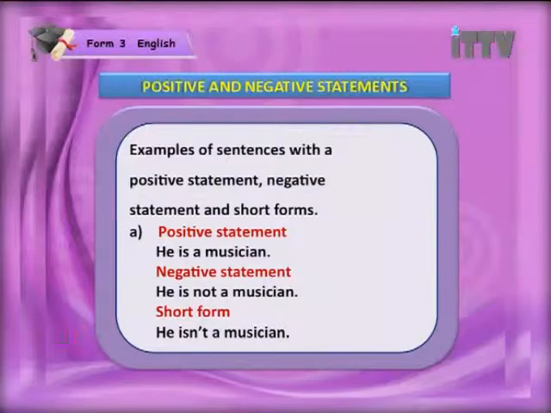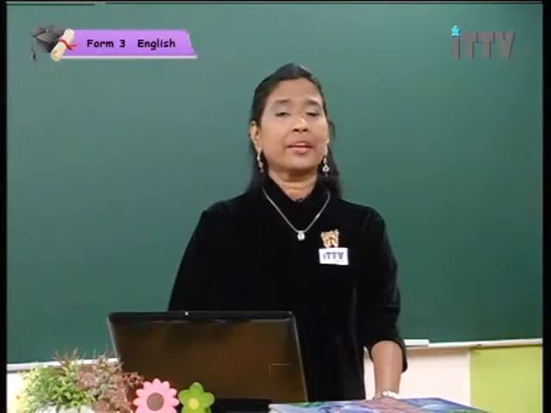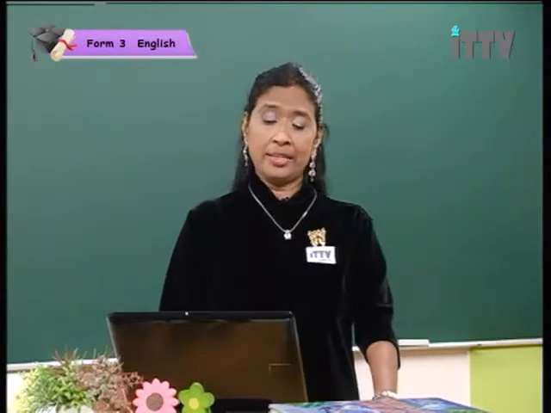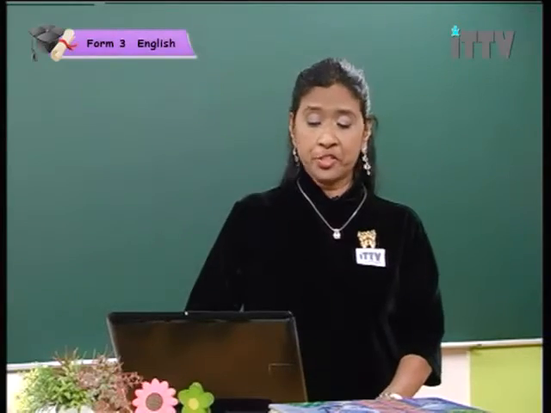Alright students, now we are going to look at a few examples. So pay attention and follow the lesson closely. Examples of sentences with a positive statement, negative statement and short forms. A positive statement, he is a musician. A negative statement becomes, he is not a musician. Short form, he isn't a musician. It's very simple, isn't it? Alright students, we continue our lesson with an exercise for you to do.